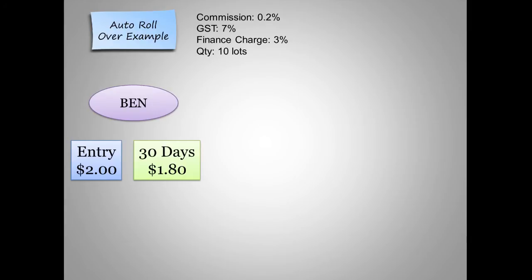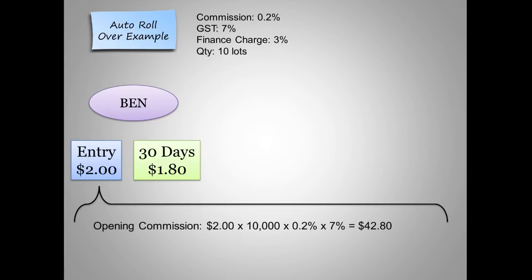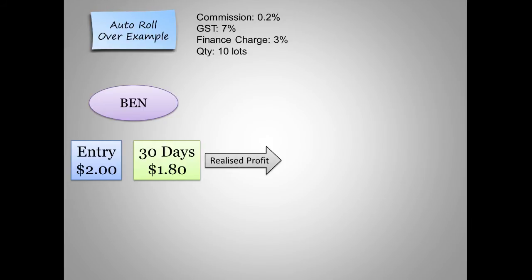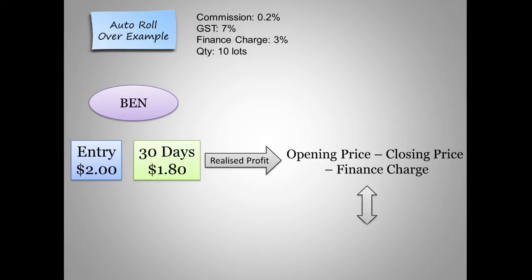Well, let me demonstrate. Firstly, when Ben enters his position, the opening commission would be effected on his position. On the 30th day, where the contract will eventually end, his profits and losses are realized. How is this realized? Basically, his position will be closed, hence calculation of his gross profit or losses would occur by taking the difference between his opening and closing prices. Finance charges are also incurred, but the closing commission is not.